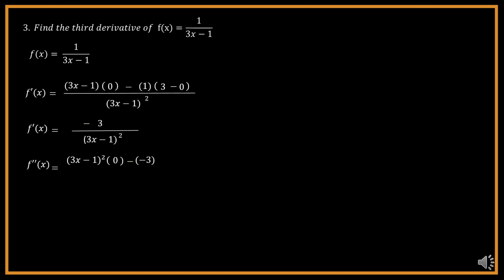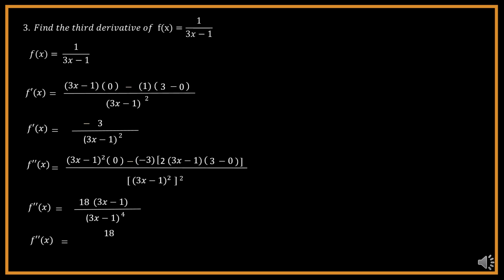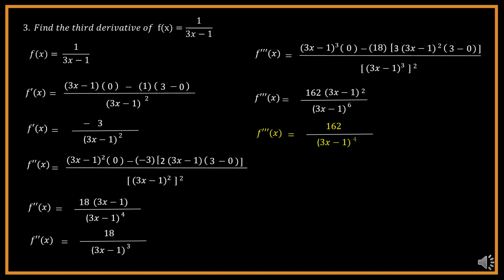minus, copy the numerator, which is negative 3, multiplied by the derivative of the denominator by applying the power formula, and that is equal to 2 times the quantity 3x minus 1, which is the base. Then subtract 1 from the exponent, 2 minus 1, and the exponent now becomes 1, multiplied by the derivative of the base 3x minus 1. And the derivative of 3x minus 1 is equal to 3 minus 0, divided by the square of the denominator, (3x minus 1 squared) squared.